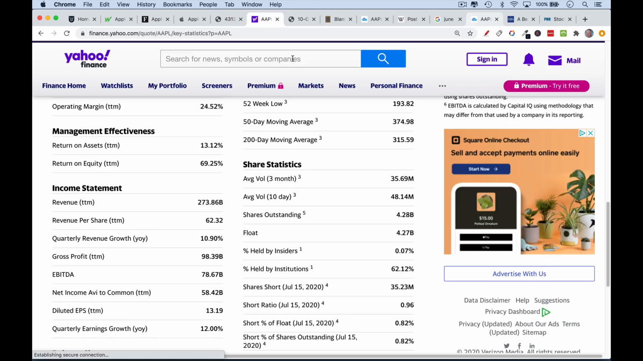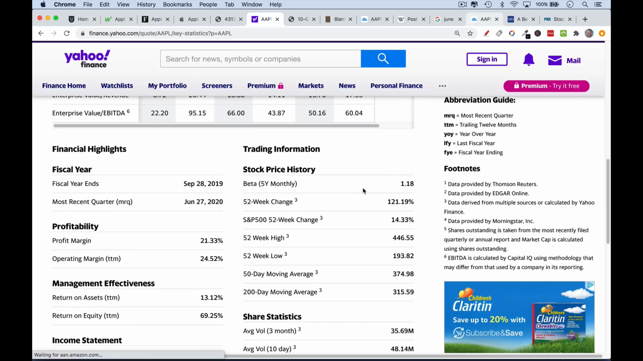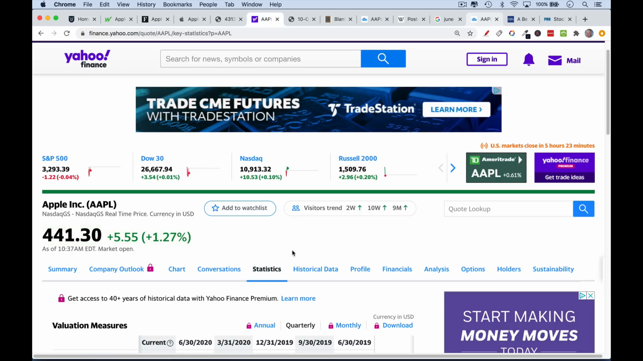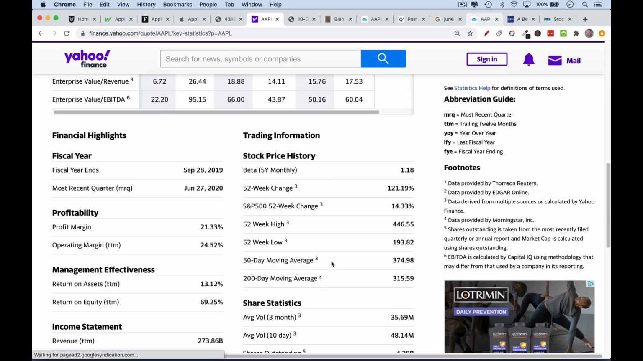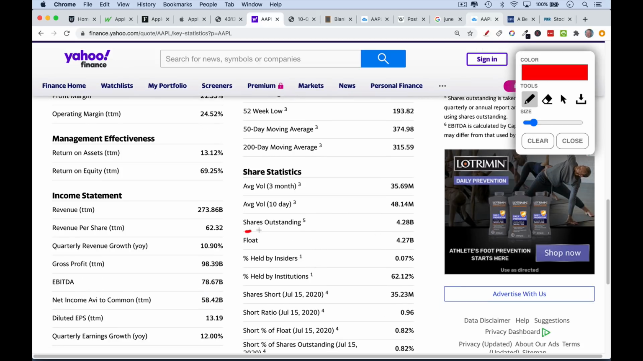So let me just show you how that calculation works really quickly. This is important to understand if you're going to know how to profit from these. If we just go to Yahoo Finance, we go under statistics here, and we scroll down, this is a good place to find the number of shares outstanding. It's listed right here, 4.28 billion. We're going to do it a little more precisely.